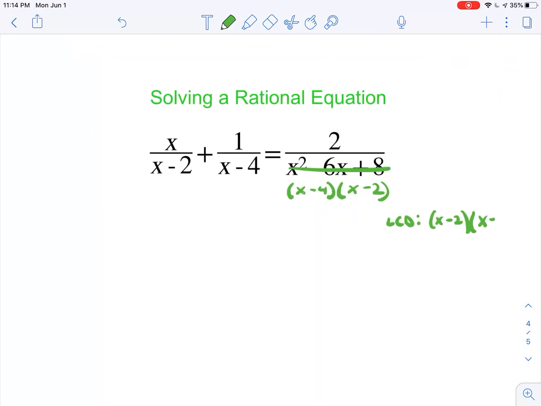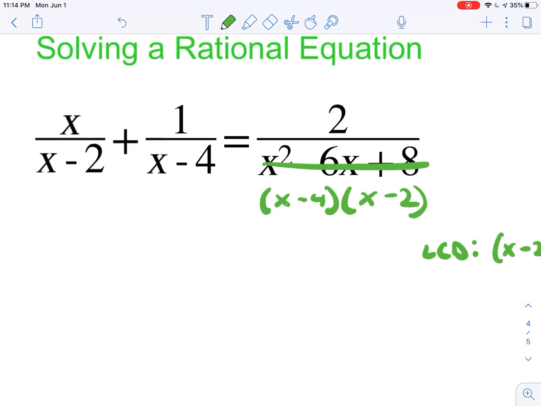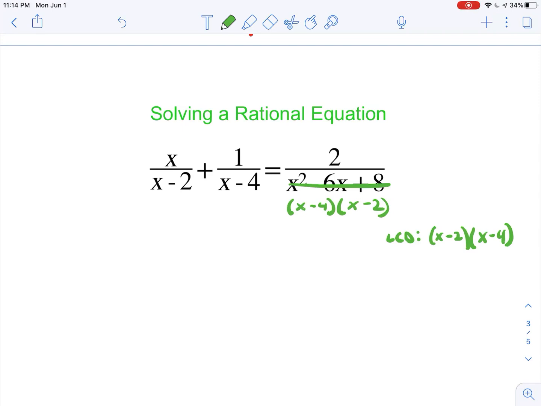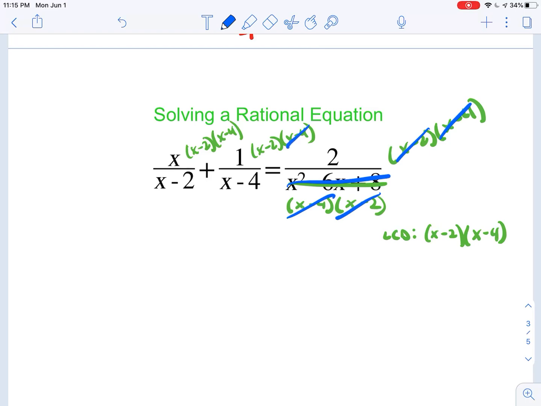I need at least an x minus 4 for the second fraction. And because on the last fraction, I have both of those two factors already, I don't need to add anything to my LCD. So x minus 2, x minus 4 is the LCD. So I multiply each term by this expression. X minus 2, x minus 4, x minus 2, x minus 4. So what cancels? Well, in this fraction, x minus 2 and x minus 4 cancel, so the whole denominator goes. In this fraction, the x minus 4's cancel, and in this fraction, the x minus 2's cancel.